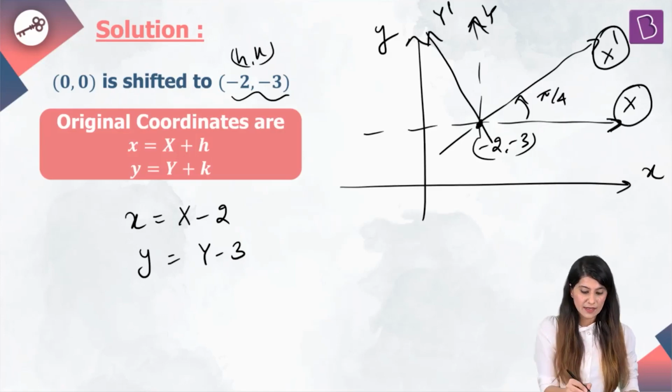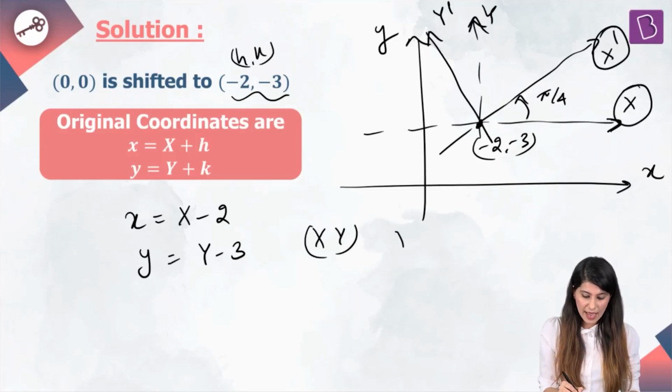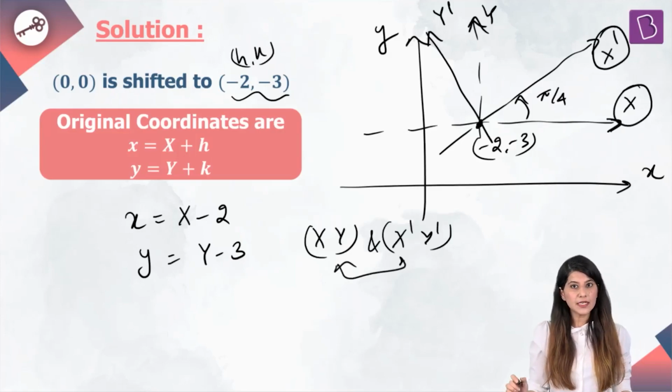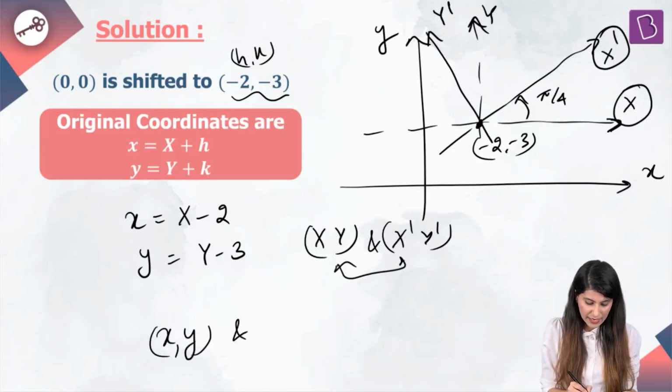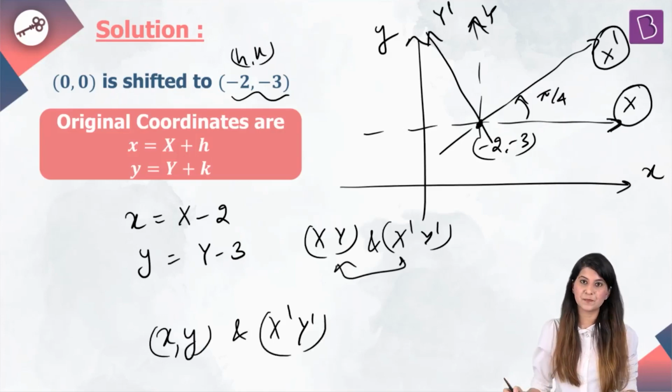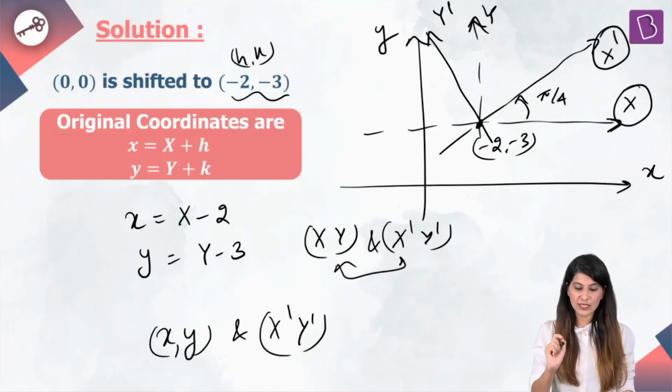That means we have a relation between x comma y and x dash comma y dash. These two relations. Yes, but here the agenda is to get the direct relation between x comma y and x dash comma y dash. So we are facing two things over here.